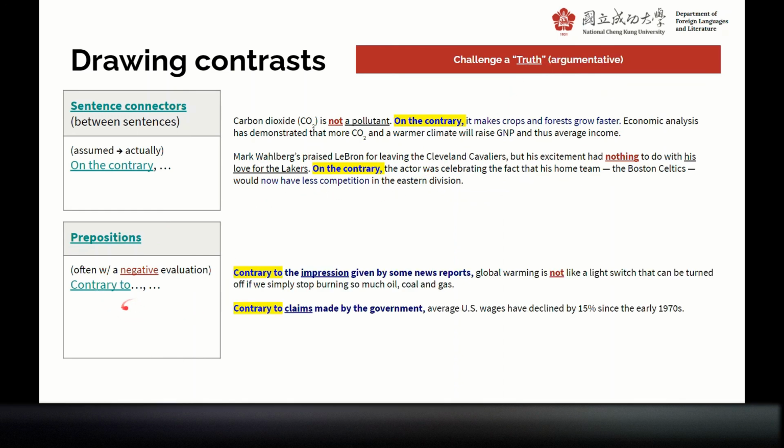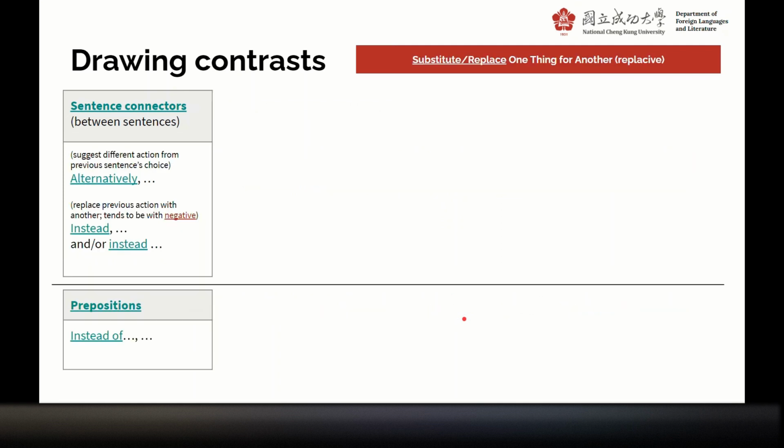And then you can similarly use "contrary to." "Contrary to" is often used with a negative evaluation. So "contrary to the impression" is basically point 1. Point 2 is the opposite, what is actually the situation. "Contrary to the claims," which is point 1, comma, actually point 2.